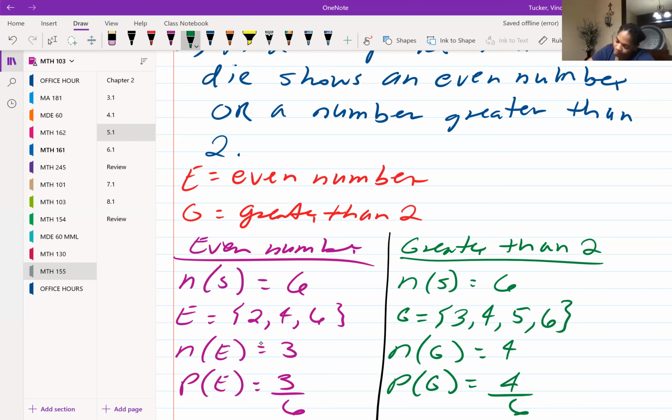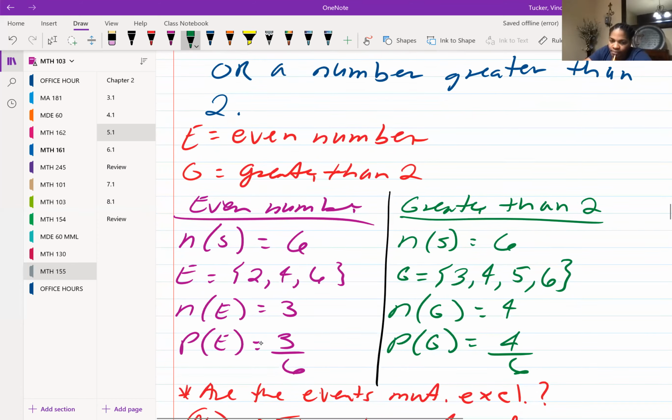Okay. The reason being is if I reduce this, that's going to be 1/2. If I reduce this, it's going to be 2/3. But then when you have to add fractions, you're going to get your common denominator back again. So I'm going to end up changing them back to 3/6 and 4/6. So you might as well leave them as 3/6 and 4/6, and then we'll reduce at the end.